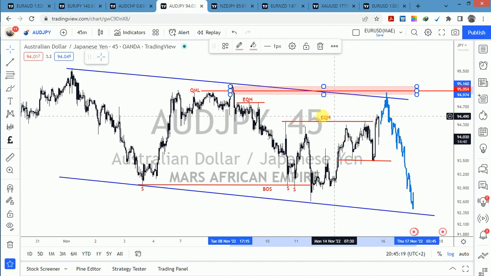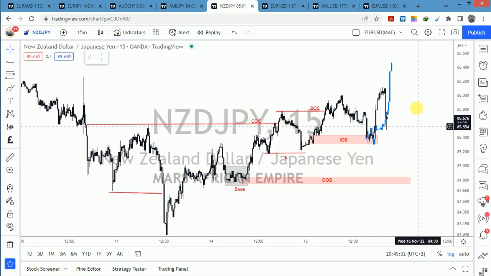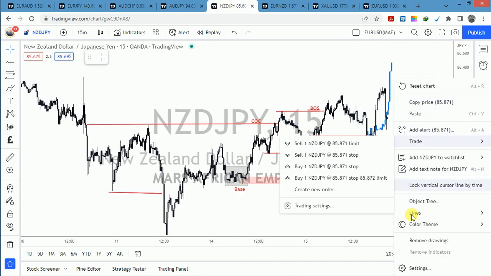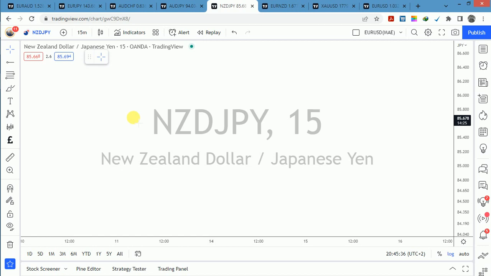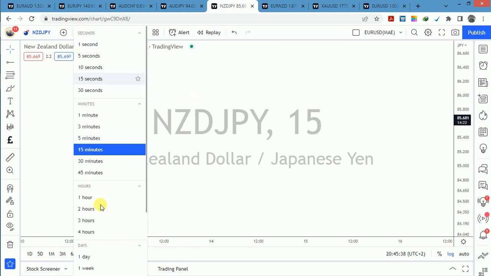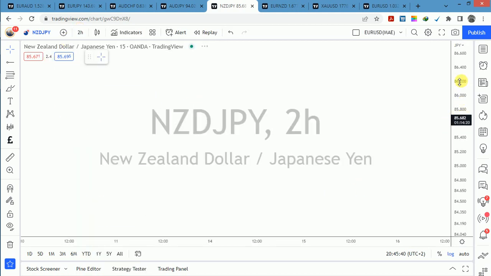We'll be taking out the equal highs here. We have another equal highs here that we're supposed to take out. Once we take out those equal highs, then we hit the QML, boom, we drop. AUD JPY and NZD JPY. What is happening on NZD JPY? Let's see what is happening on NZD JPY.